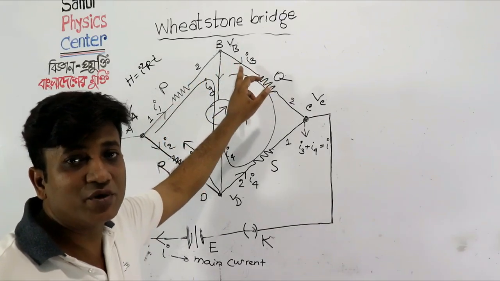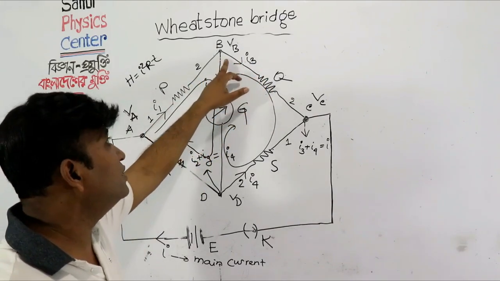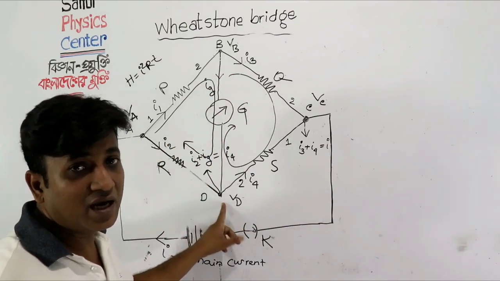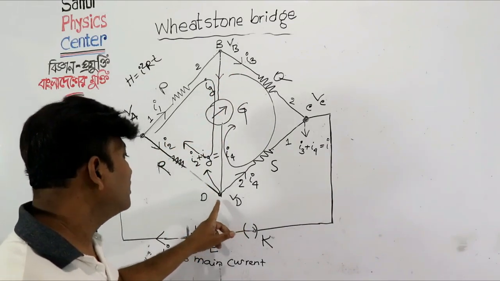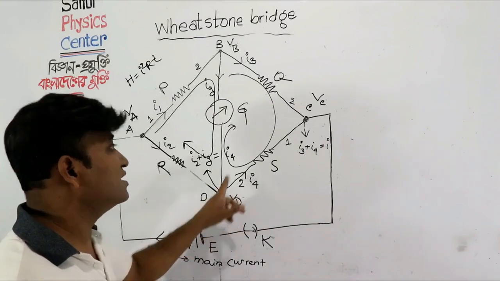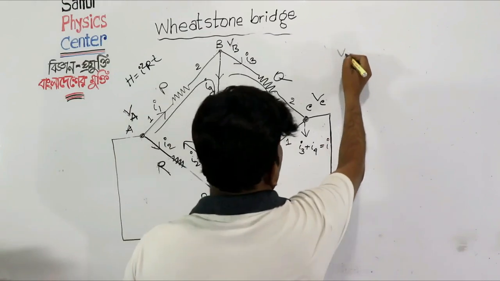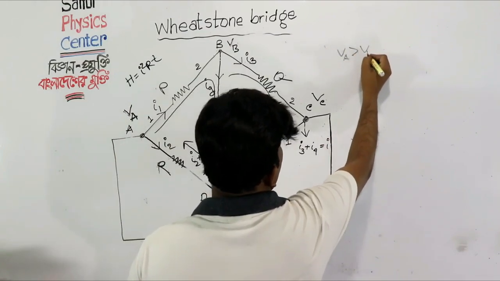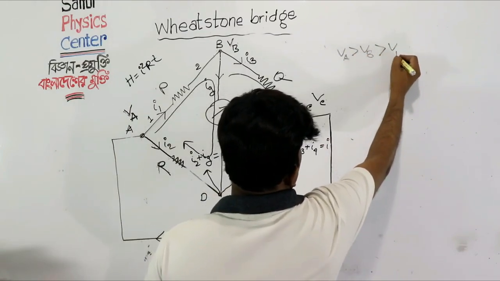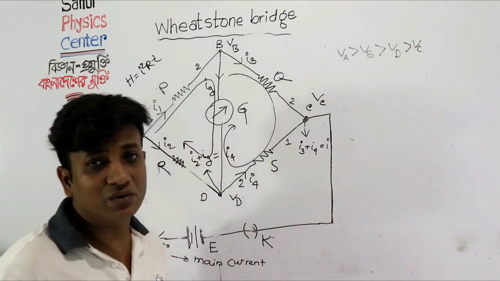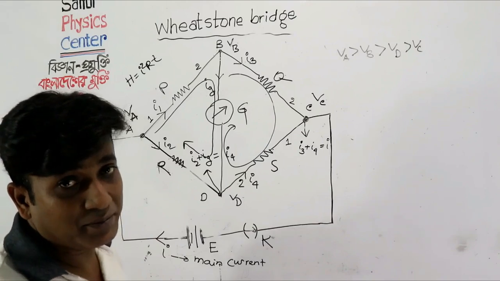Well, the second question is, you know the potential at point A, VA, is greater than the potential at point B, VB, and VB is greater than the potential at point D, and the potential at point D is greater than at point C. That is, VA greater than VB greater than VD greater than VC. The question is how this happens.